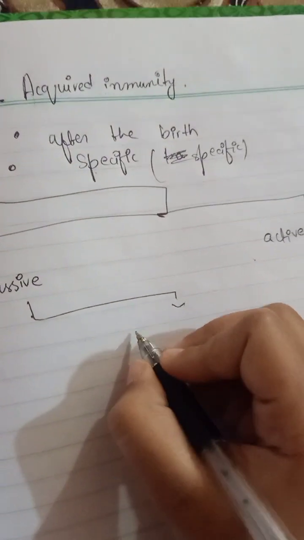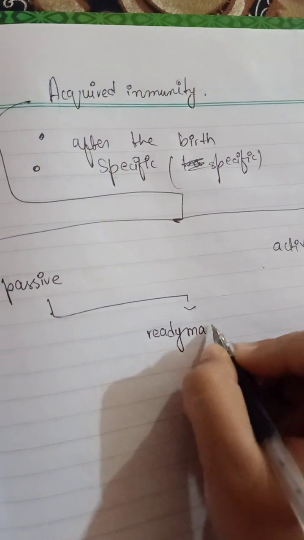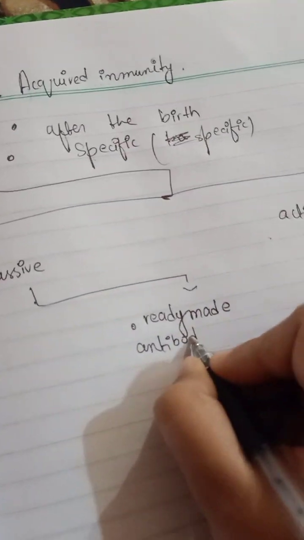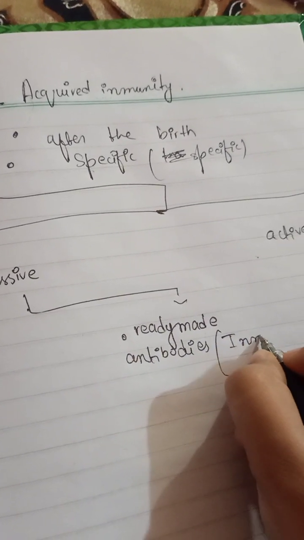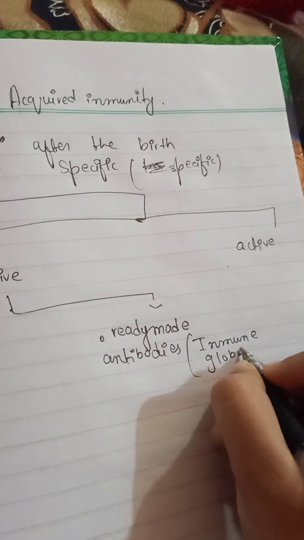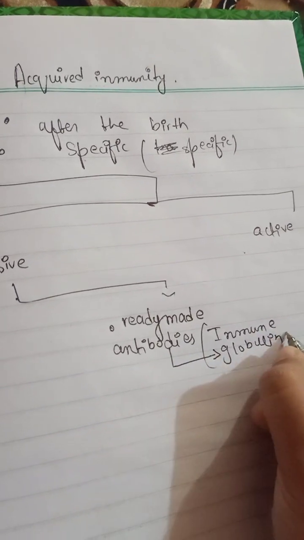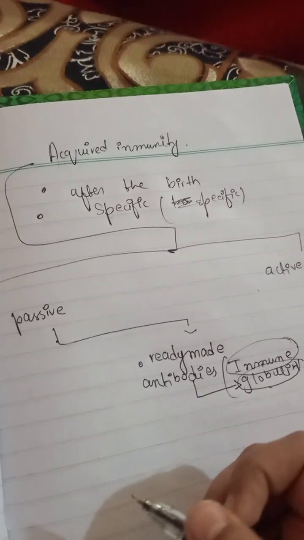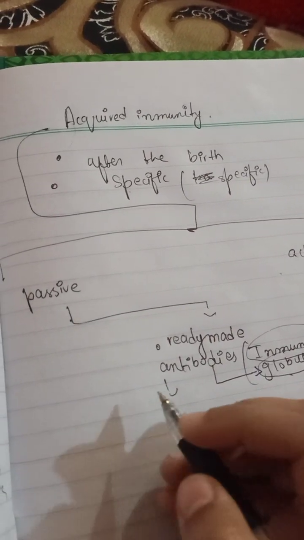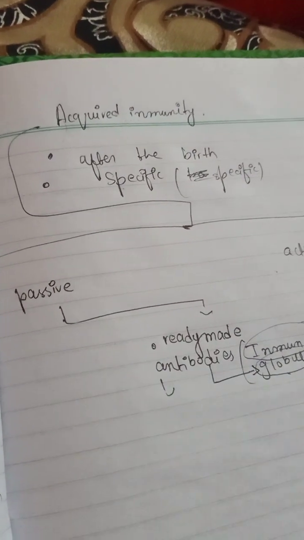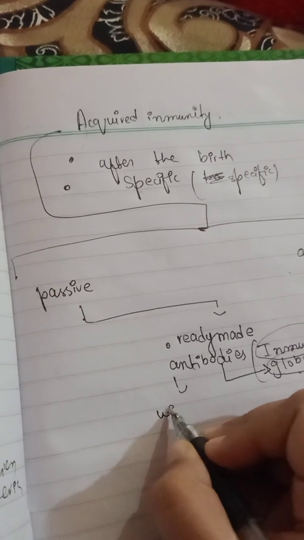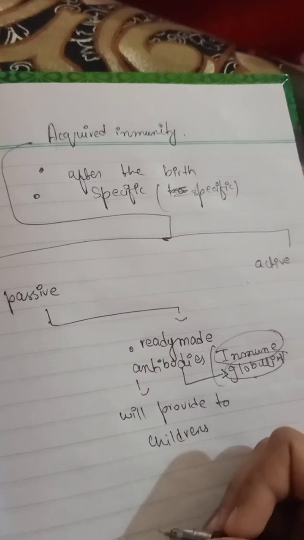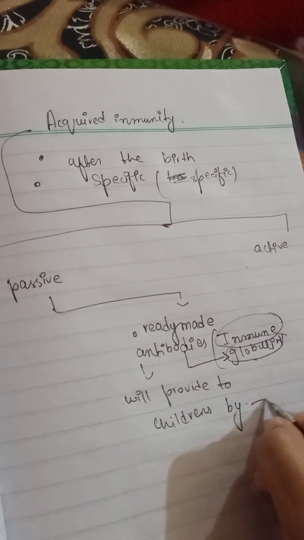Passive acquired immunity is basically ready-made, and you can take the example of antibodies. Antibodies are immunoglobulins, which means they are globulin proteins, proteins of the immune system, so that's why we call them immunoglobulin. These antibodies are provided to children by injection, which is most common in children.